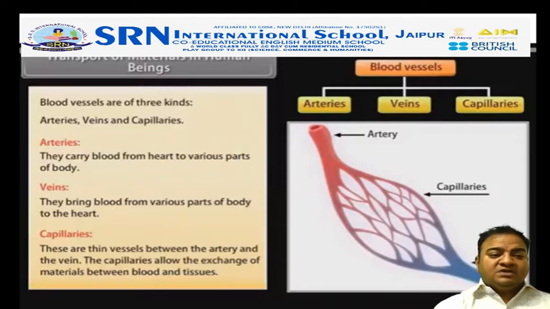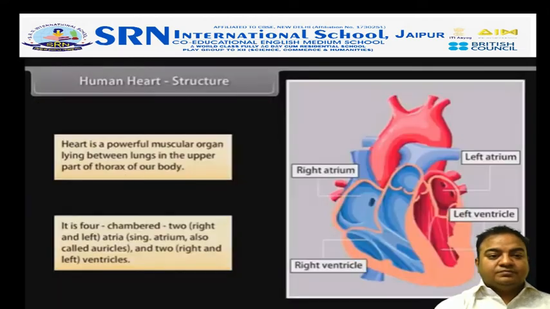Now let us see what an artery is. Arteries carry blood from the heart to various parts of the body. Veins, on the other hand, bring blood from various parts of the body to the heart, whereas capillaries are thin vessels between the arteries and the veins. The capillaries allow the exchange of material between blood and the tissues. Let us now study the human heart.